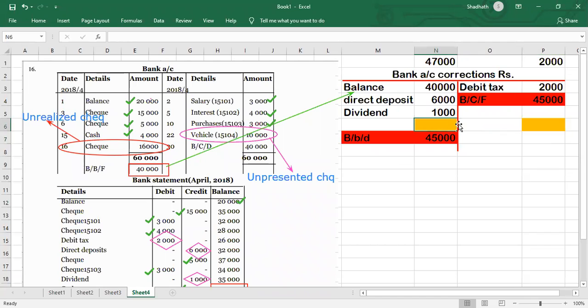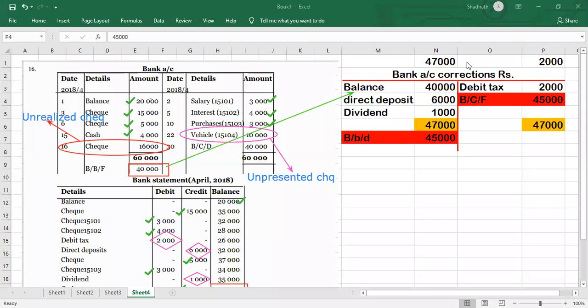If you wish, you can write the total 47 and on this side 47. It's up to you. It's not compulsory to write 47, 47. 45 is the important part in this sum.